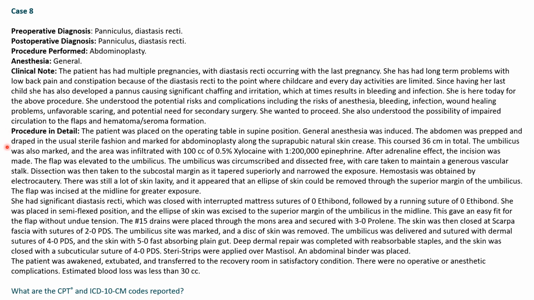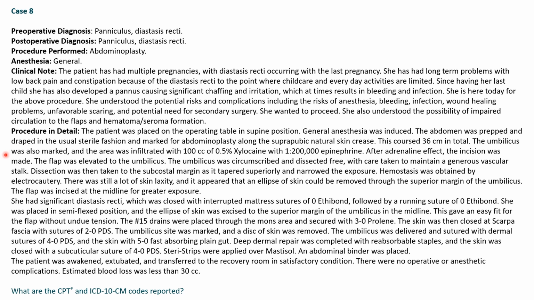General anesthesia was induced. The abdomen was prepped and draped in the usual sterile fashion and marked for abdominoplasty along the suprapubic natural skin crease. This coursed 36 centimeters in total. The umbilicus was also marked, and the area was infiltrated with 100 cc's of 0.5% xylocaine with 1 to 200,000 epinephrine.